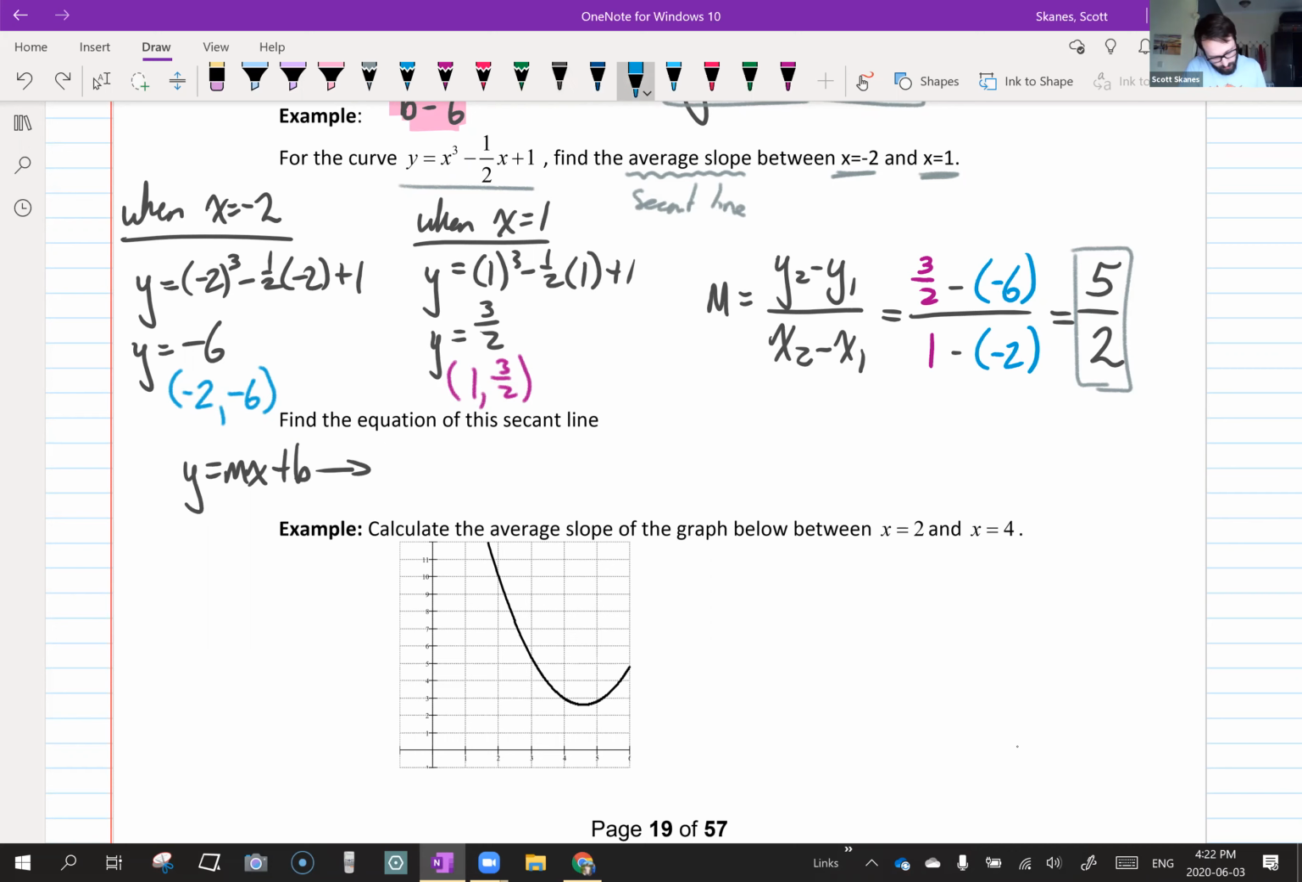I'm going to put in our y value, -6, equals m. What's our m? Well, it's 5 over 2. Our x is -2. And then we have our b. That gives us -6 equals -5 plus b. b is now -1.